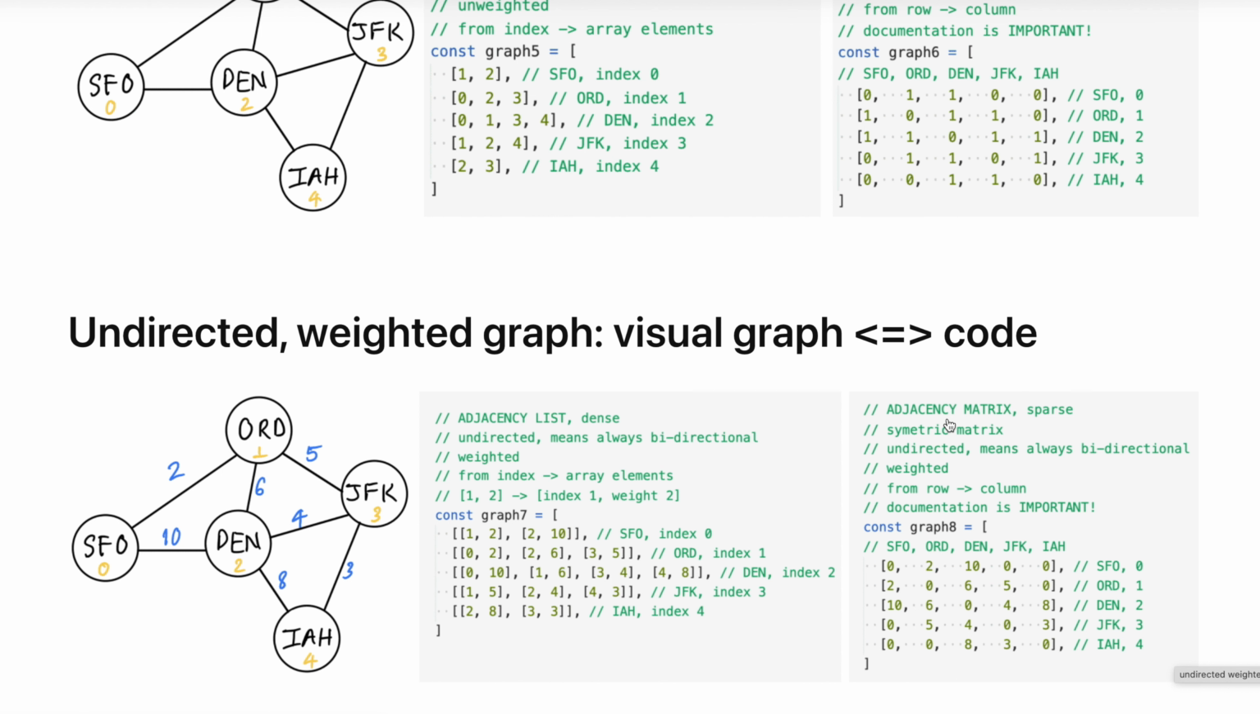For adjacency matrix, it's even simpler. We can just take the unweighted graph we had before and replace the ones with the number of the weights. For example, for SFO row, we have 2 at ORD column and 10 at DEN. And that's what we have here. And we keep repeating this step for the rest of the nodes. Then we have the adjacency matrix representation of this graph.